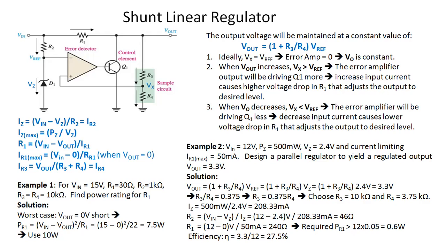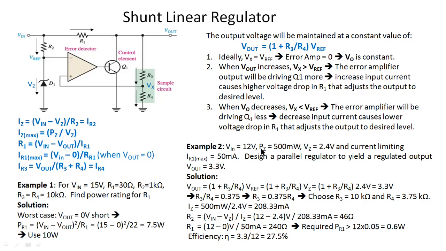So if we are considering V out equal to 0, at that time we can put here values of V in, values of R1, you will get PR1, that will be 7.5 watt. You will get power, that will be 7.5 watt.